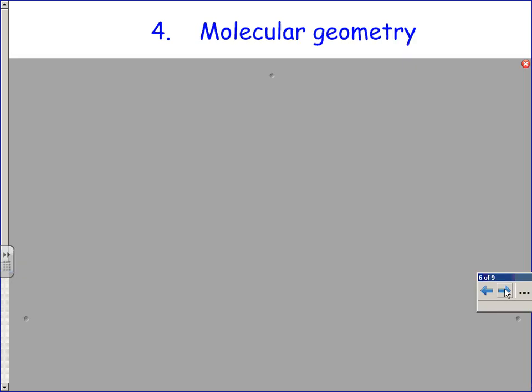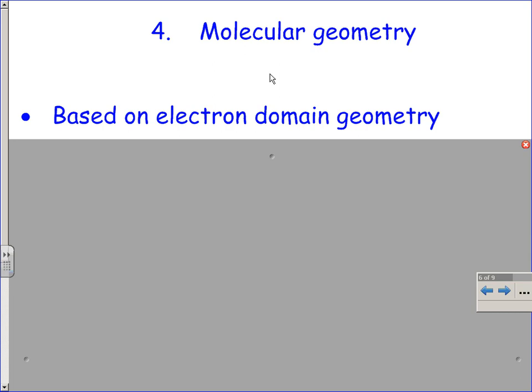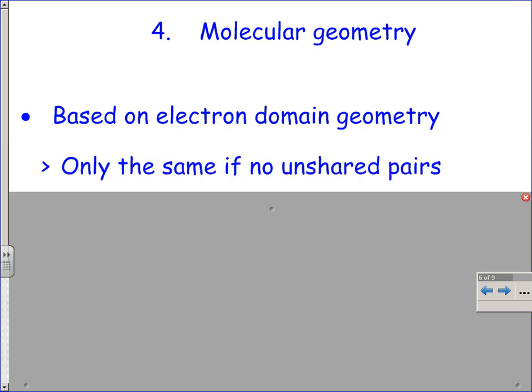Next idea, molecular geometry. First off, you need to understand that this is based upon the electron geometry. Sometimes they're the same and sometimes they're different, but they're only going to be the same if there are no unshared pairs on the center atom. If you don't have any unshared pairs, your electron domain geometry and your molecular geometry are going to be the exact same. If there are unshared pairs, instead of, let's say, trigonal planar, if there's an unshared pair there, it's going to go down into the bent category. So the unshared pairs are really the key to looking at molecular geometries. If there are none, electron domain and molecular geometry are the exact same thing.